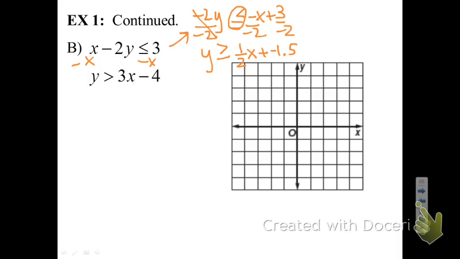So to graph that line, we start down negative 1.5, and we apply our slope up 1 over 2, up 1 over 2. Or we could go down 1 back 2. And then we look to see, because it has the equals, it's a solid line. And then we determine the shading. It says y is greater than, so we would shade above.